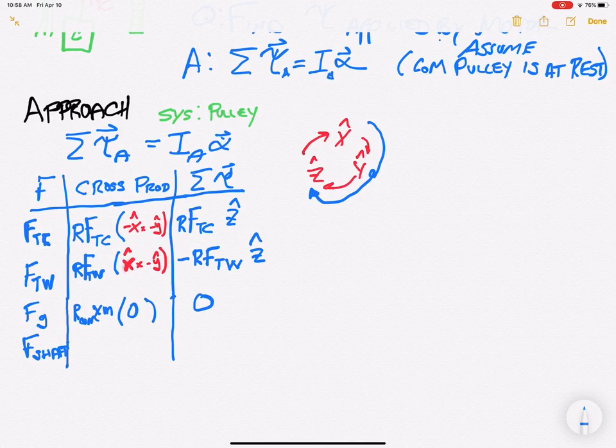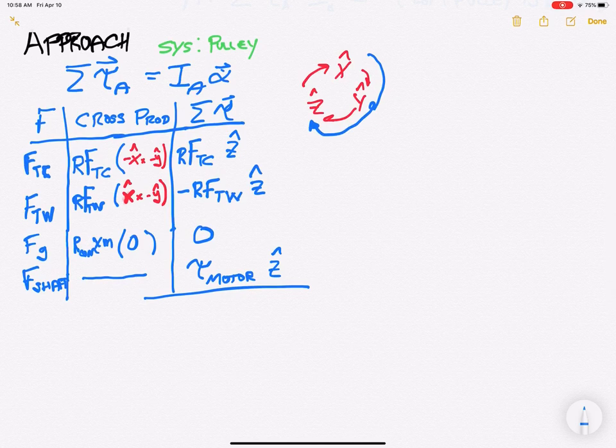In the force of the shaft, I don't want to get into the details, but we do know there's going to be a torque from the motor in this problem. And the torque supplied by that motor had better be in a z hat direction. So we can sum all the torques, and we'll see that R force of the torque of the car minus R force of the tension from the counterweights plus the torque of the motor. This all equals I alpha.